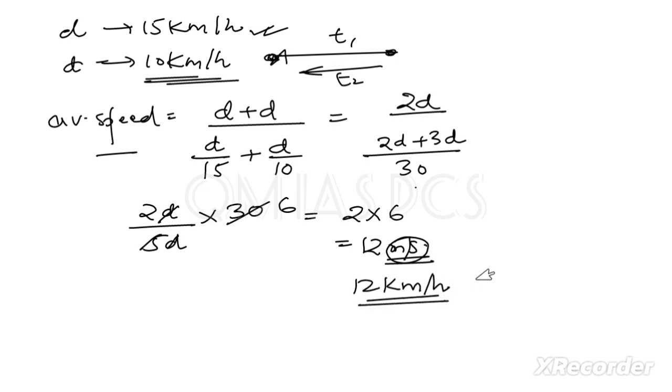Is it clear? Whatever data is given for two speeds or three speeds, we have to consider everything. The formula is total distance divided by total time. So this is the concept of average speed. Is it clear or not? If there is any doubt, you can ask. Just ask the question. Okay, now the next topic.